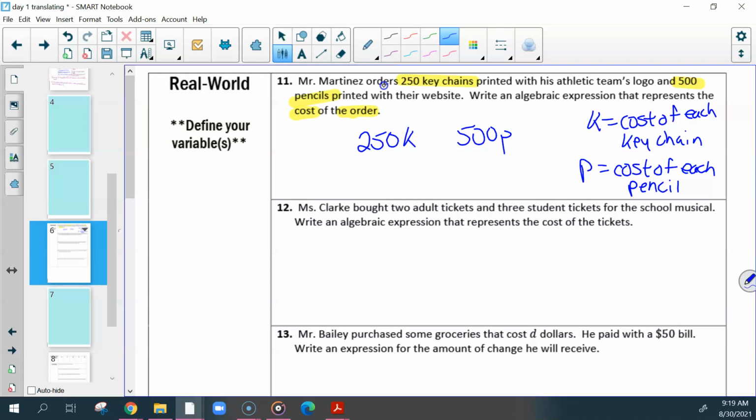And now we need to add them together to find that total cost. Because once we know how much a keychain costs, then we can multiply it by 250. Once we know the cost of the pencil, we can multiply that by 500, and then we can figure out how much the total cost is. And they didn't ask us to find all that, so we're not solving it. They just wanted this piece. Any questions on that?